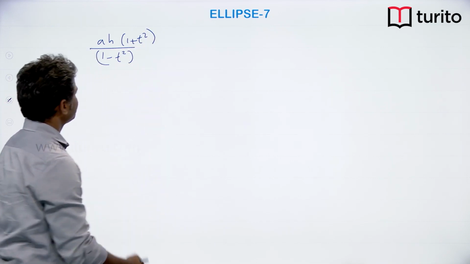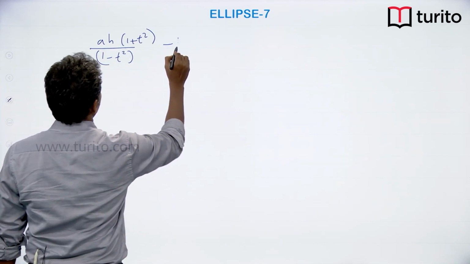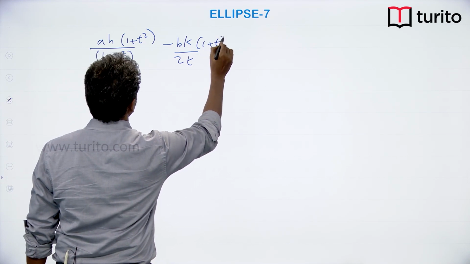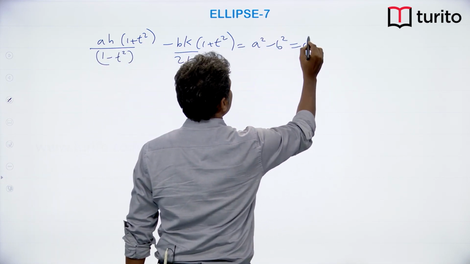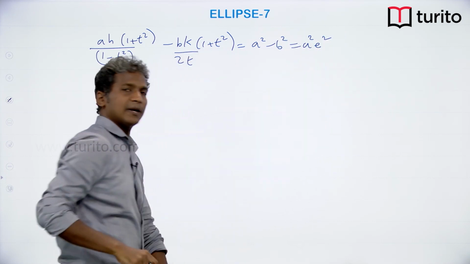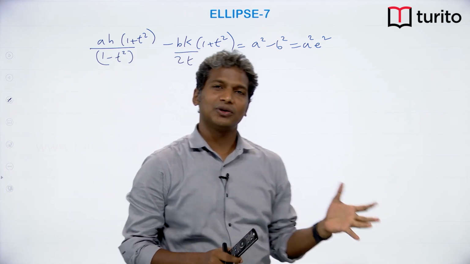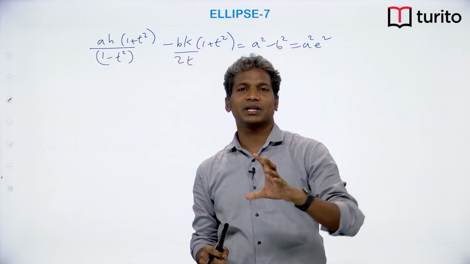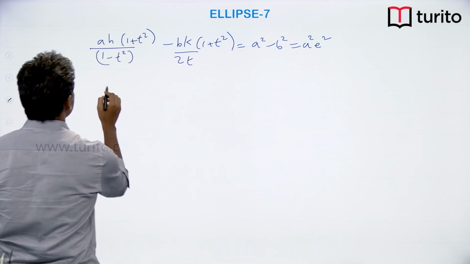Next, minus bk by sin theta, so 2t here, 1 plus t square here, equal to a square minus b square, which is the same as a square into e square. Now, if you notice, I have converted this into a polynomial. I just have to cross multiply and simplify it, convert that into standard form. So, let me just take LCM and simplify.